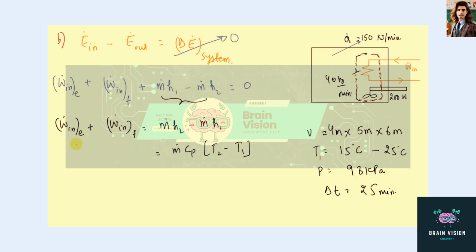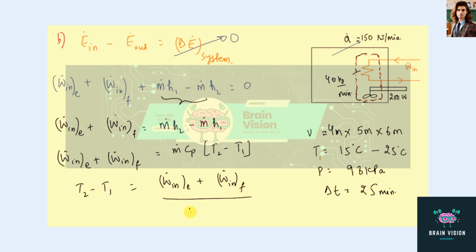and this would be as it is, so work input by the electric heater plus the work input by the fan. Now we have to calculate this delta T, so we can take these two terms towards the left side, or we can write T2 minus T1 would be equal to the work input by the electric heater plus the work input by the fan divided by m dot Cp. Now we have all the values, we can plug them in here to calculate delta T.